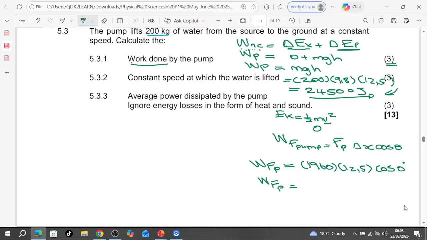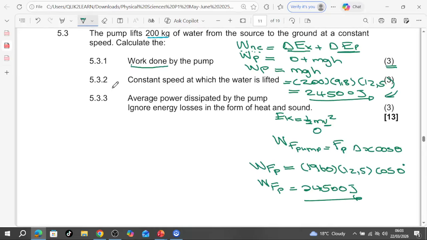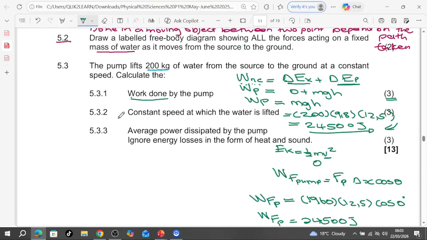And ladies and gents, when I put this on the calculator, this is 1960, 12.5 times cos 0. This gives me the same answer. And that's it for this problem. Okay, that's it. So now on 5.3.2, they say, this was 5.3.1. That was 3 marks.